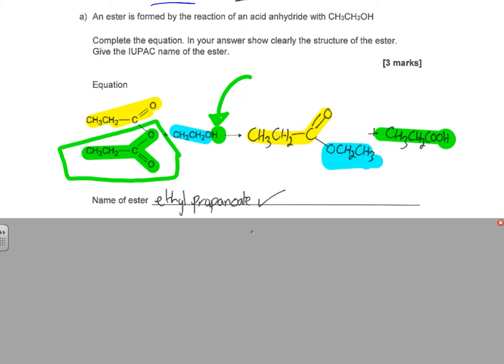Well, you can see there's going to be a mark for the name. We'll talk about it in a moment. But have I drawn the correct ester? Yes, I've got a mark. Have I been able to predict the other product from the reaction? That would be my 2nd mark. And the ester here, of course, is ethyl propanoate.